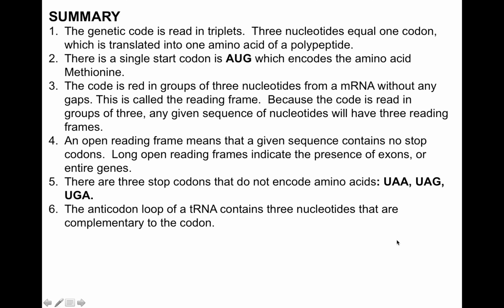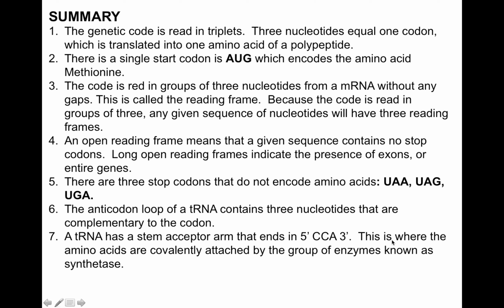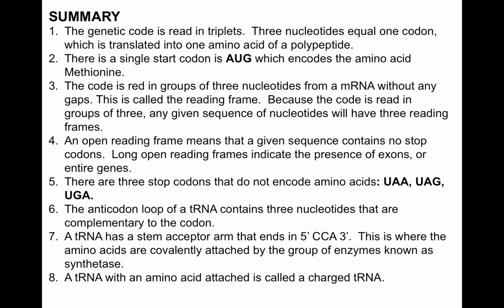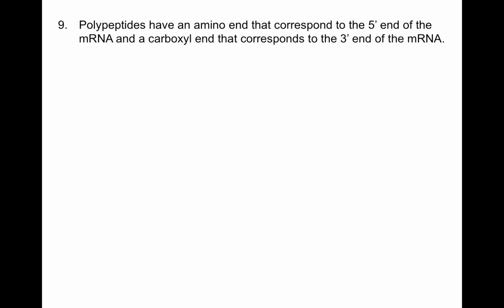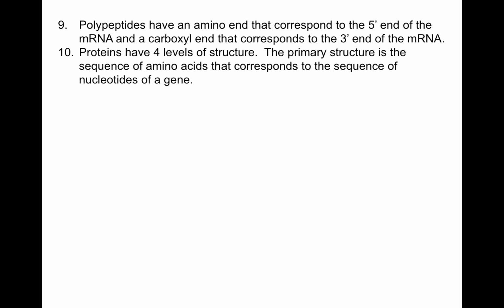The anticodon loop of a tRNA contains three nucleotides that are complementary to the codon. A tRNA has a stem acceptor arm that ends in a 5' CCA 3'. This is where the amino acids are covalently attached by the group of enzymes known as synthetases. A tRNA with an amino acid attached is called a charged tRNA. Polypeptides have an amino end that corresponds to the 5' end of the messenger RNA and a carboxyl end that corresponds to the 3' end of the messenger RNA.